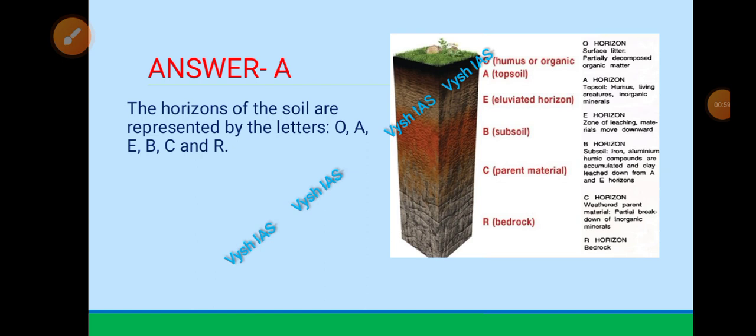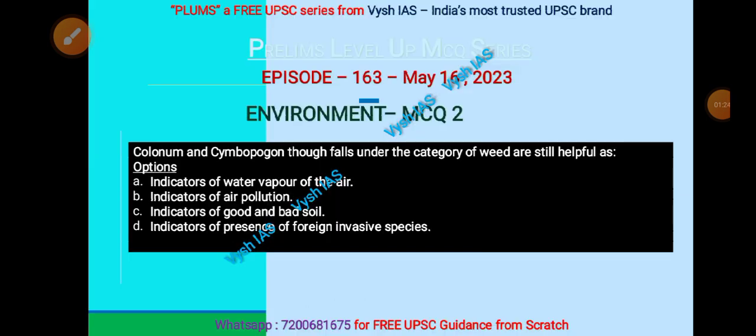So the answer is A. The horizons of the soil are represented by the letters O, A, E, B, C and R. As you can see, O is the humus or organic layer, which is the top. Then is your A, that is topsoil. Then E, the eluviated horizon. And B, then there is subsoil. C is parent material and R is bedrock. Right?